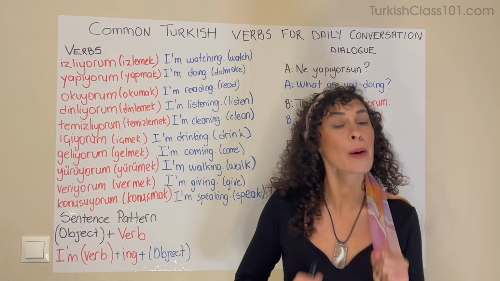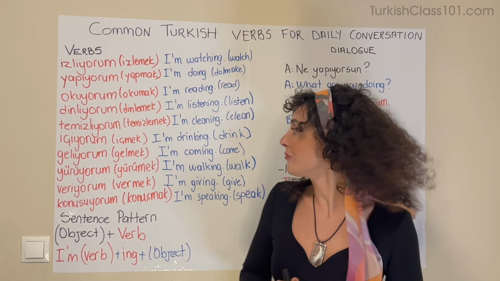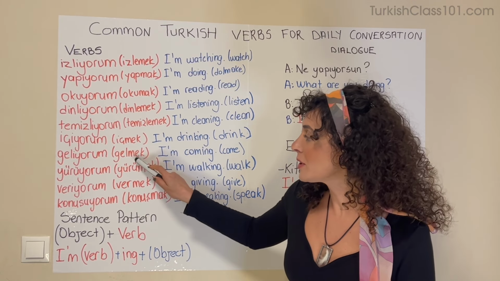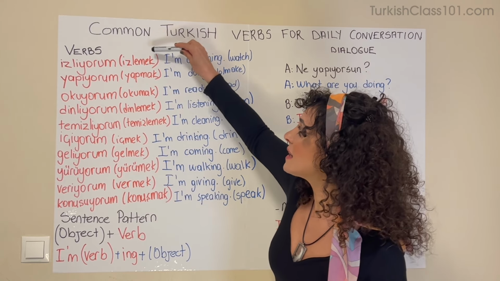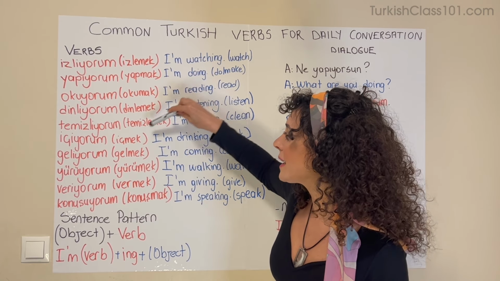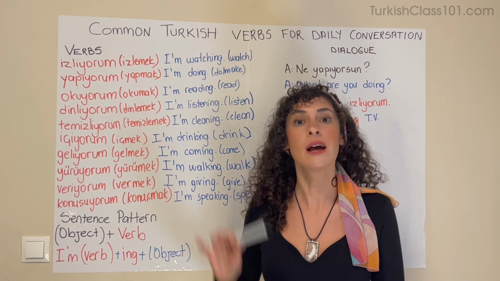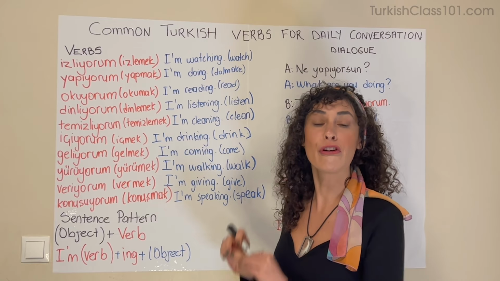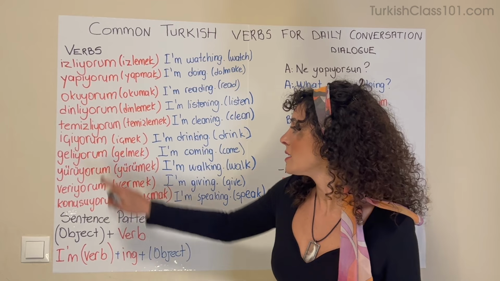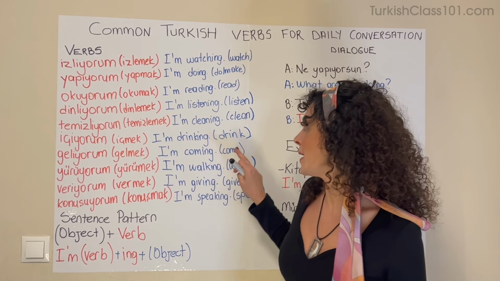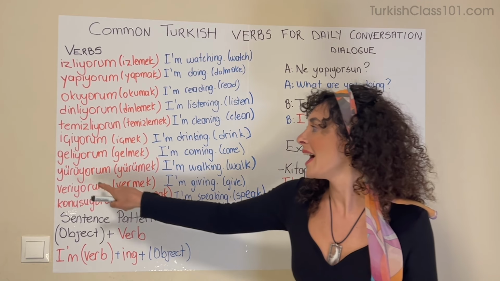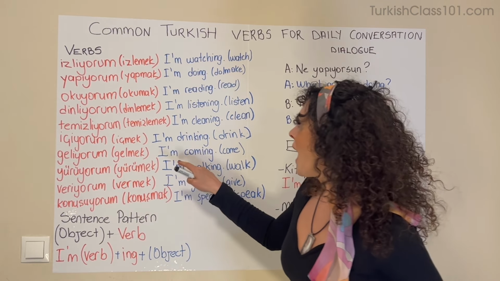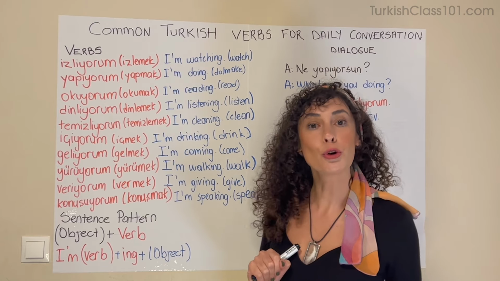The next one is geliyorum. I'm coming. And the dictionary form we see here is gelmek. You can see the ending here. See? Mek. Take the mek of the dictionary form before adding any suffix. So, geliyorum, I'm coming, gelmek, come. Let's see the other one. Yürüyorum. I'm walking.